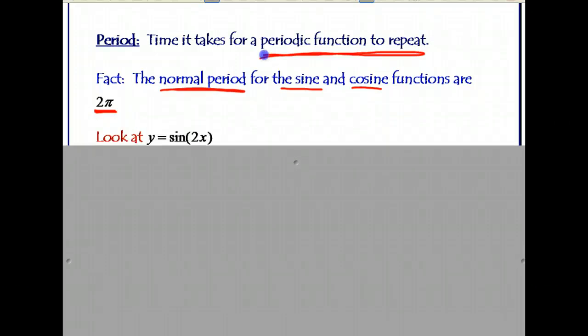The answer is, if you want to change the period, put a number on the inside and multiply it with the x. And that will affect the period. It's not the period, so if you say the period is 2, you're wrong. But it affects the period. And let's see how it affects the period.